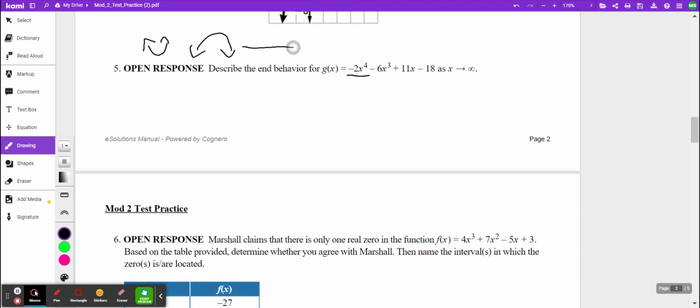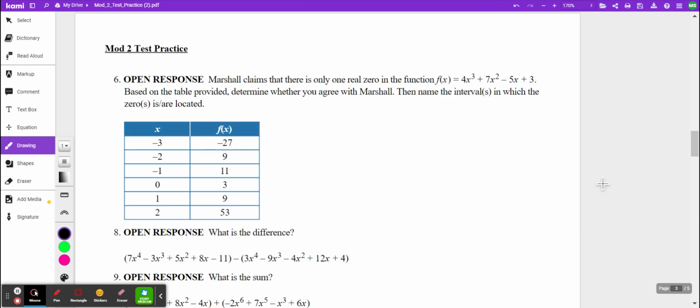So as x goes to the right, the value of y, or g of x, is going to go down. So as x approaches infinity, g of x is going to go down, down, down to negative infinity. There we go. All right, I'm going to go on to 6 in 3, 2, 1.